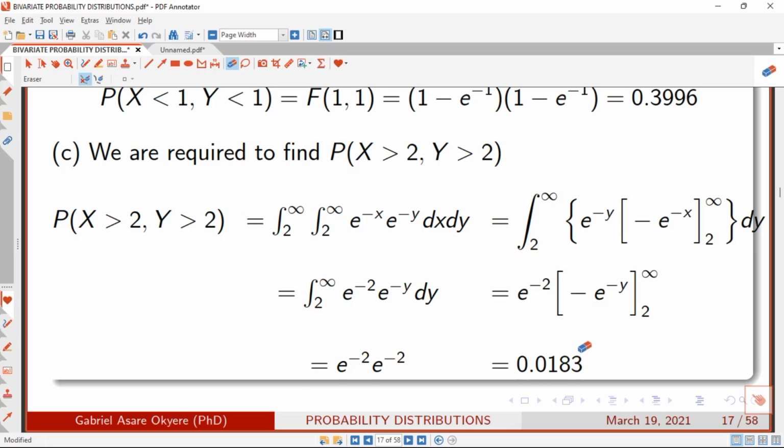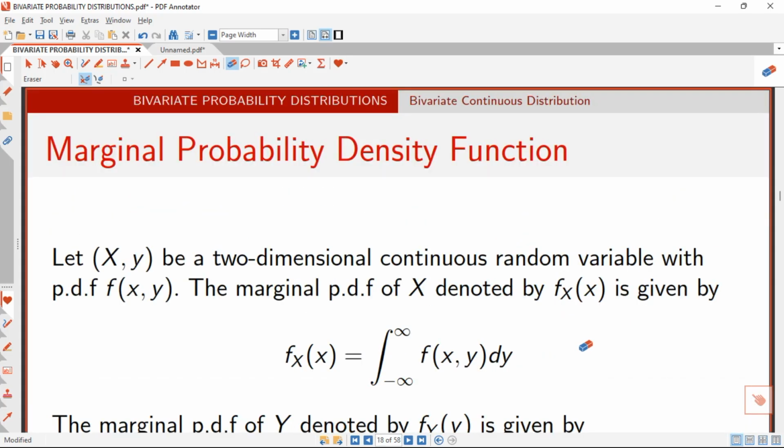0.0183. Yes, that is the answer to that particular question. And then we have the marginal probability density function. We also have to know how we will get our marginal probability density function. Sometimes our joint probability density function will be given to us, and then they can ask us, since we have the joint of x comma y, to get f of x and then f of y in a continuous case. They can ask us to find this one and then find that one.